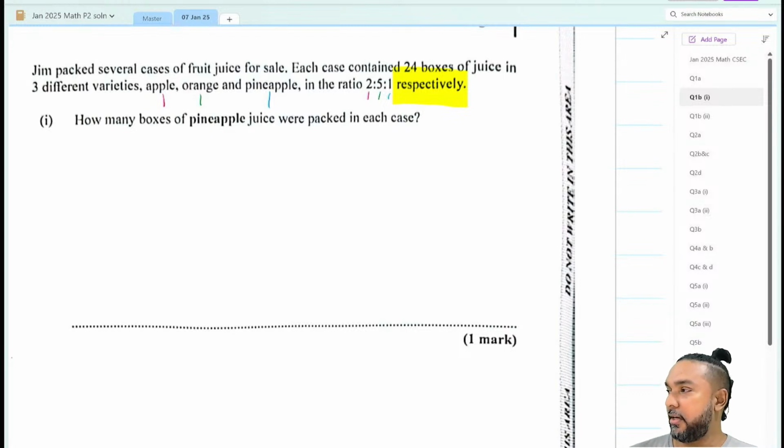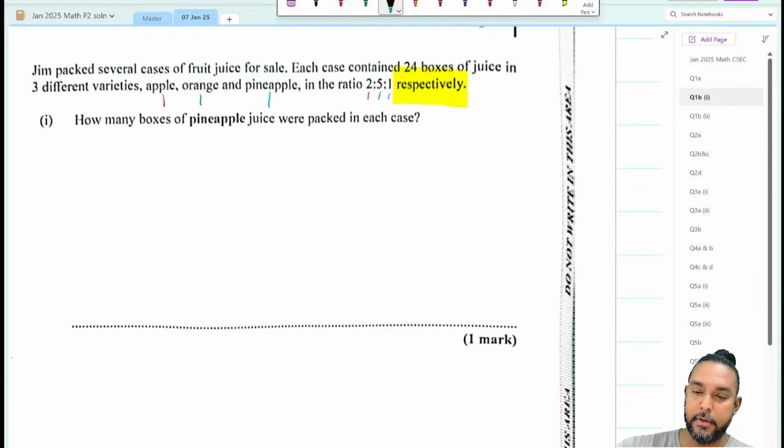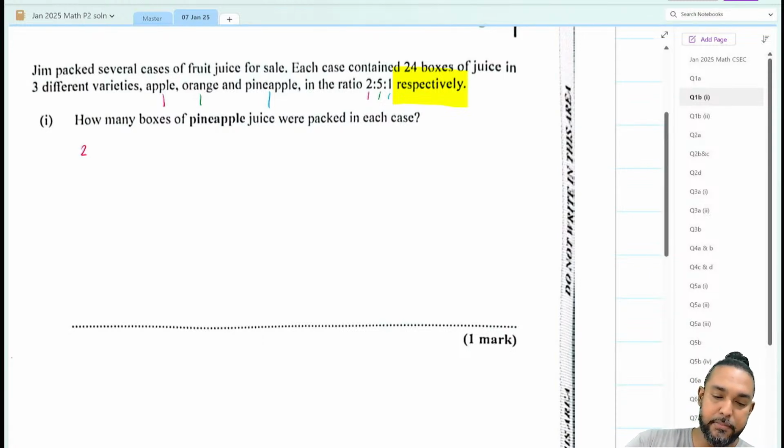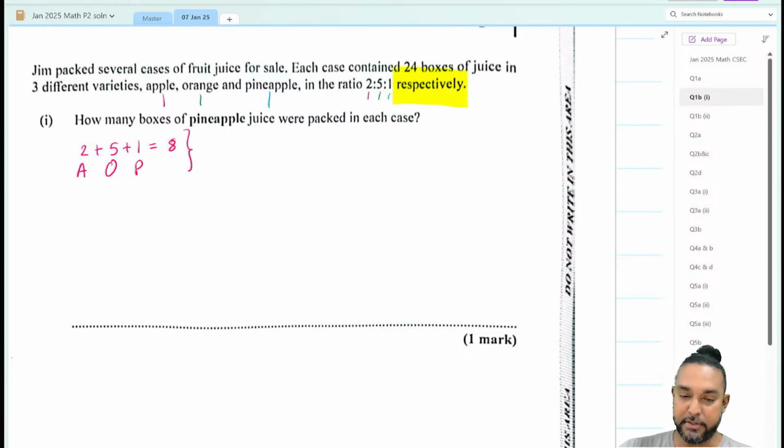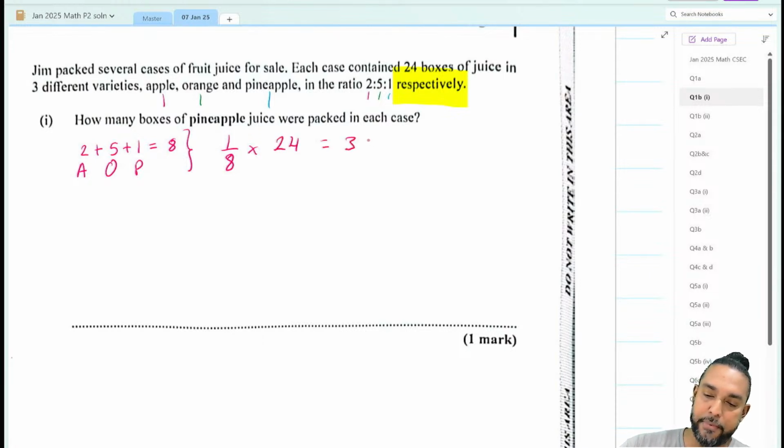So this sounds like it's a SCA question. All right, so let's take a look here. What we do with a ratio, we add the numbers together. So 2 plus 5 plus 1 is equal to 8, right? So this is apple, orange, and pineapple. So the fraction of the boxes that pineapple accounts for is 1/8. And then multiply that 1/8 by 24, and we get 3 boxes. So how many boxes of pineapple juice were packed in each case? 3 boxes, right?